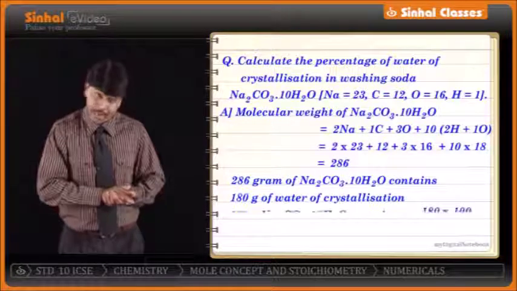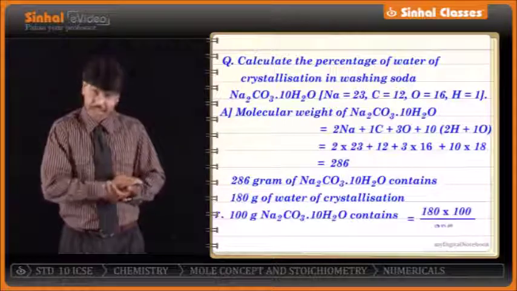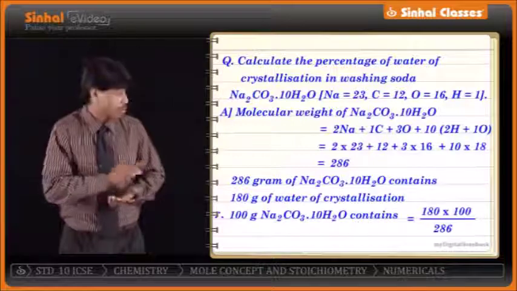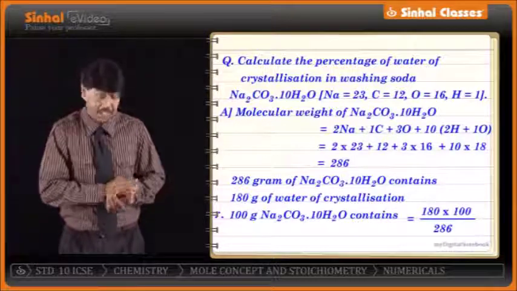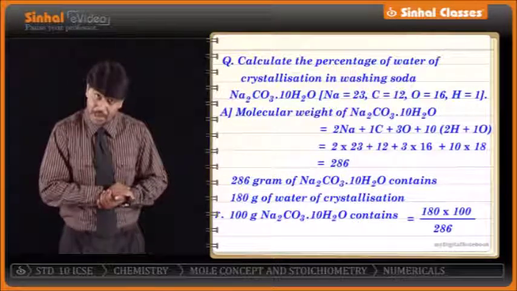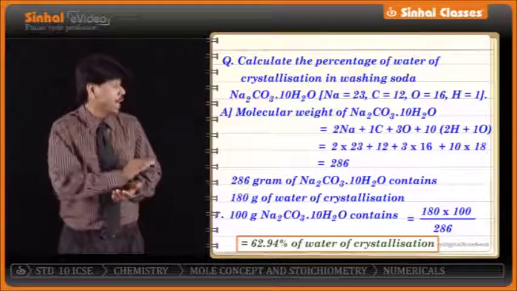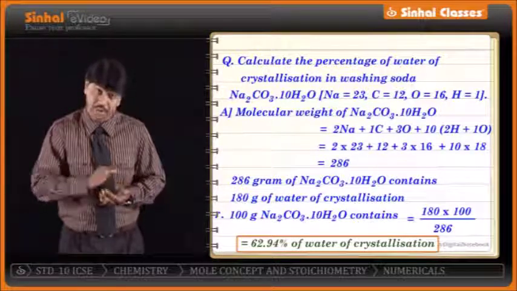Therefore, 100 grams of Na2CO3.10H2O contains how much water of crystallization? So the answer will be 180 into 100 divided by 286, that comes out to be 62.94% of water of crystallization.